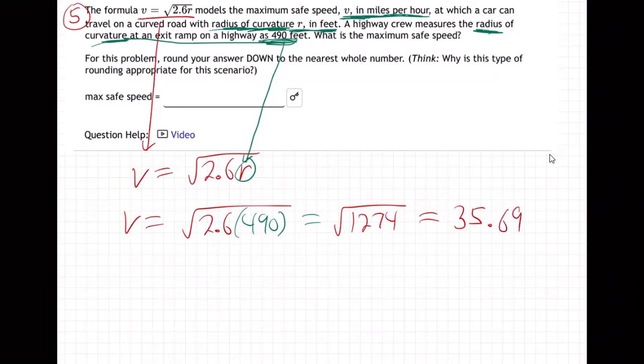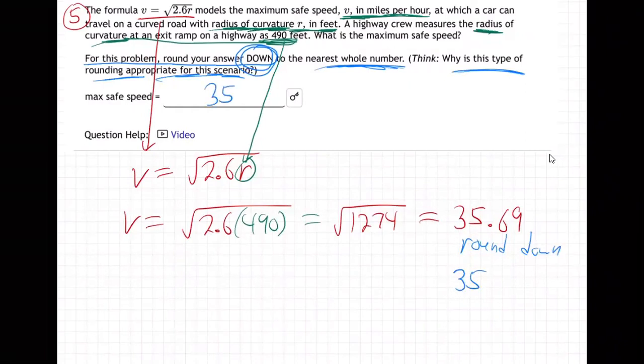Now notice what it says here. This is kind of tricky. There is one tricky part to this question, right here. For this problem, round your answer down to the nearest whole number. Think, why is this type of rounding appropriate for this scenario? So they want me to round down. So we'll just say 35. So the answer is 35.